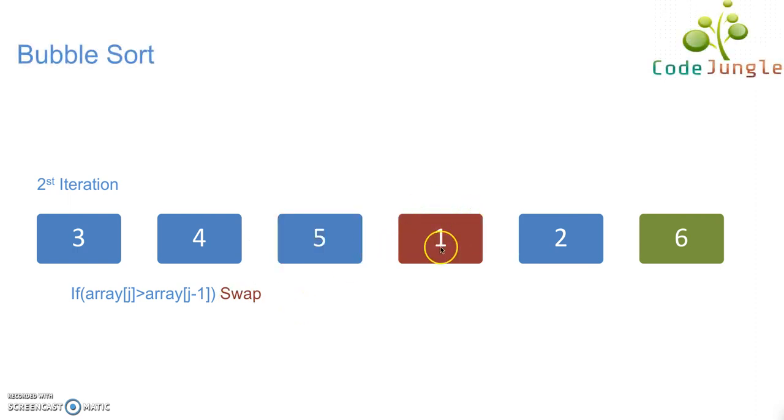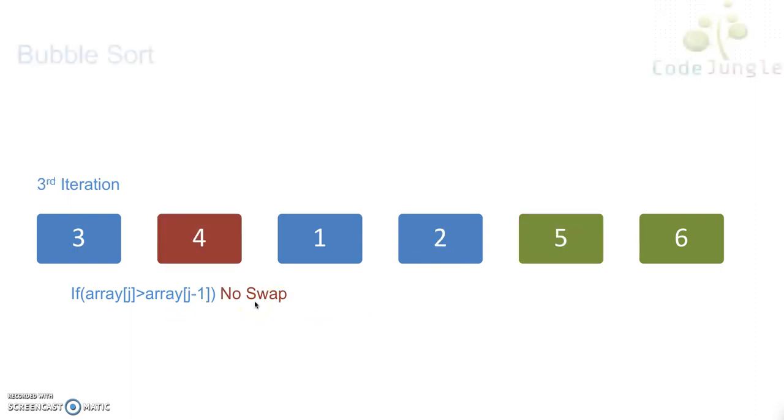Next, we will consider 1 and 5. As 1 is less than 5, hence we swap it. Next, we will consider 2 and 5. As 2 is less than 5, hence again we will swap it. With this, we complete our second iteration, and at the end of the second iteration, if you notice, the second largest element gets to sit at the second last position of the array.